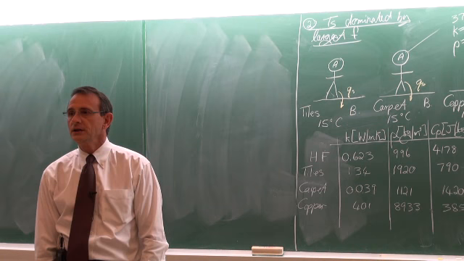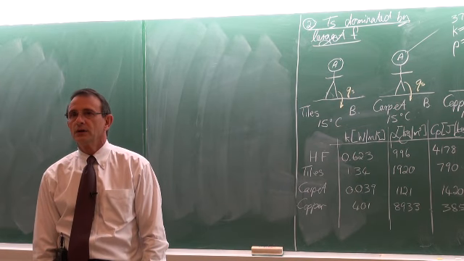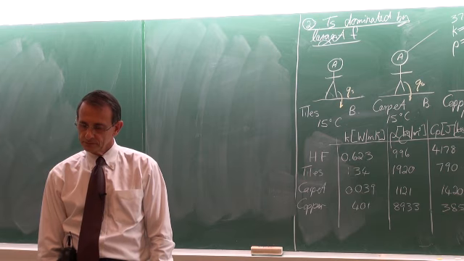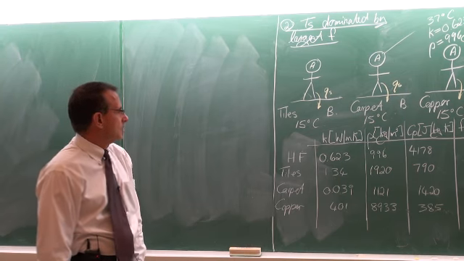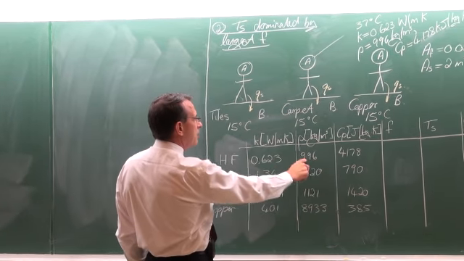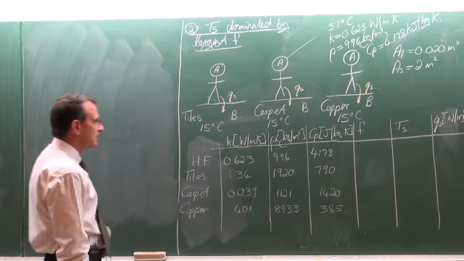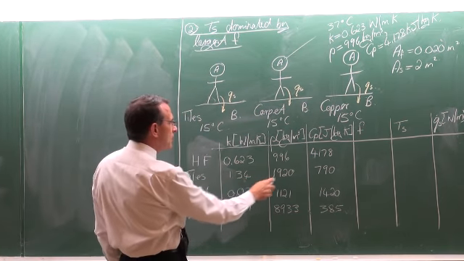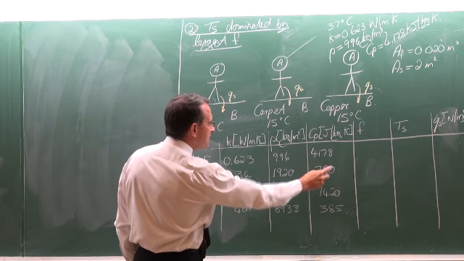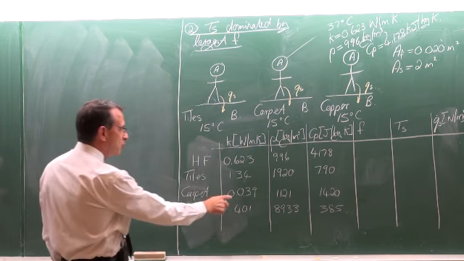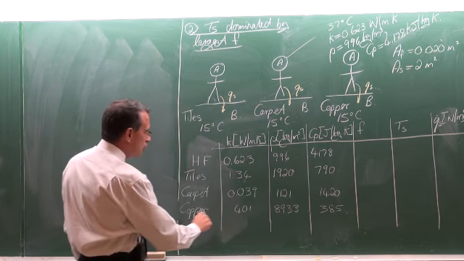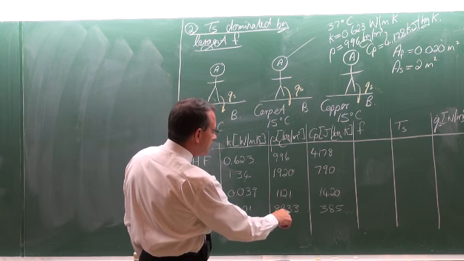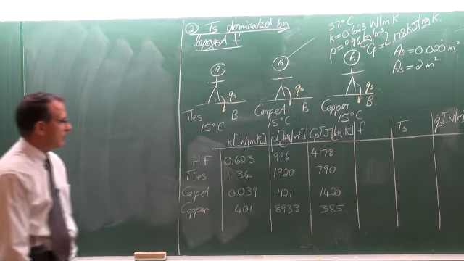Okay. You've got all the properties? Are you still writing? Anybody? Okay, I'm going to give you a minute. Human flesh 0.623, 996 and 4178. Tiles 1.34, density 1920 and Cp 790. The carpet 0.039, the density 1120, Cp 1420, the copper 401, density 8933, and Cp is equal to 385. Okay.